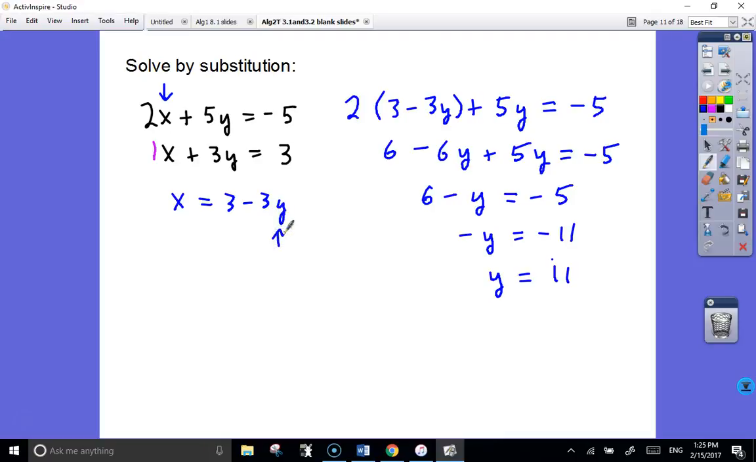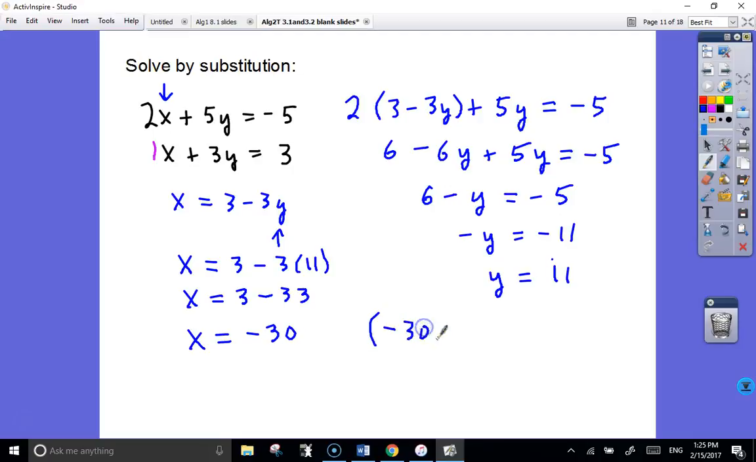That's the perfect place. If you want to find the x, plug it in there. X equals 3 minus 3 times 11. X equals 3 minus 33. So x equals negative 30. So what is the solution to this system? Negative 30, comma 11.